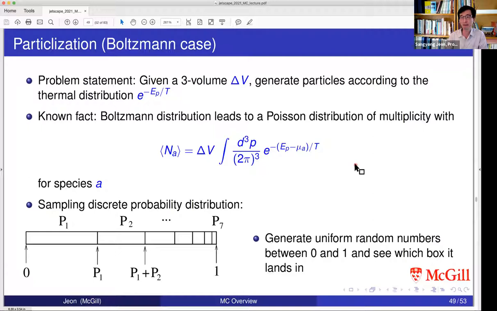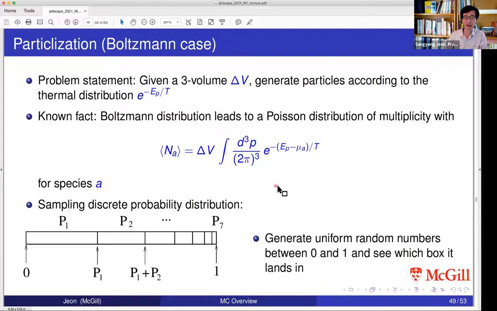In that case, the problem is that given a three-volume, delta V, a hypersurface volume, how do you generate particles according to a thermal distribution? First of all, you need to know how many you need to generate. That comes from the fact that if you have a Boltzmann distribution like this, the number distribution follows a Poisson distribution, a discrete distribution. Then the problem is, knowing the average number of particles that I can generate out of delta V, how do I determine which number?